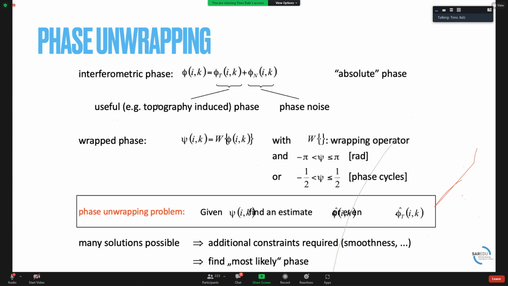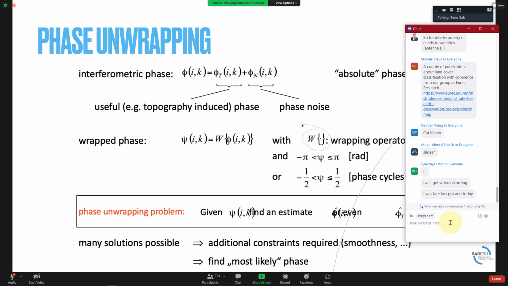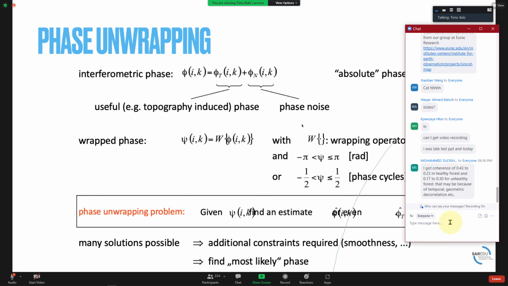So we have the interferometric phase, but it's not giving us absolute values, it's given to us in these wrapped values. So it's wrapped between minus pi and pi. We can express that with the W, the wrapping operator.